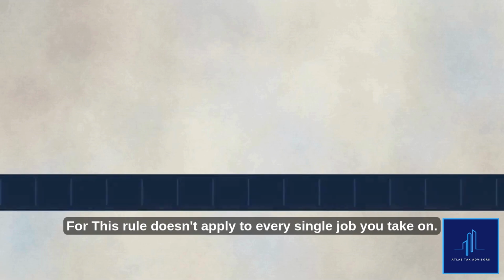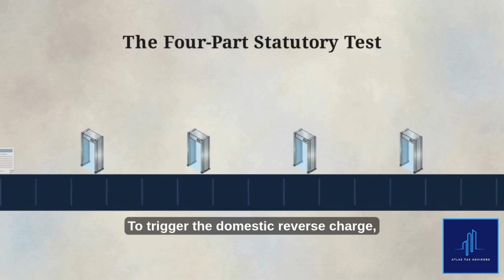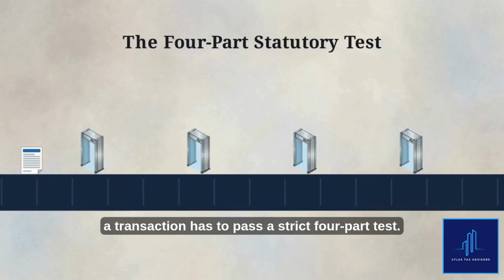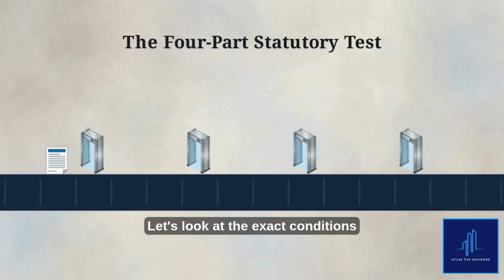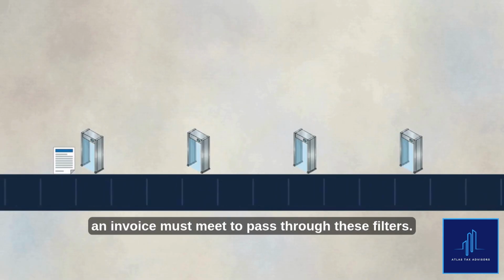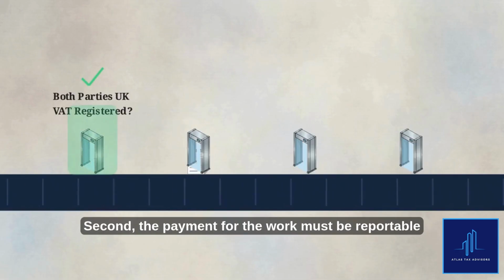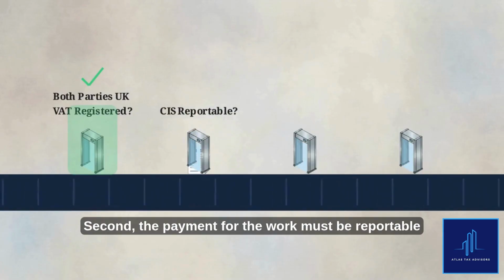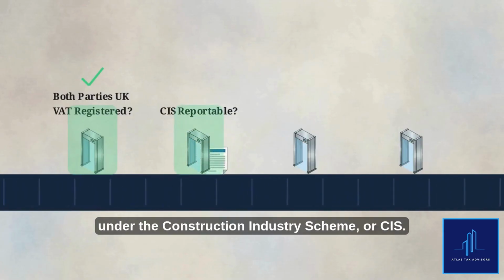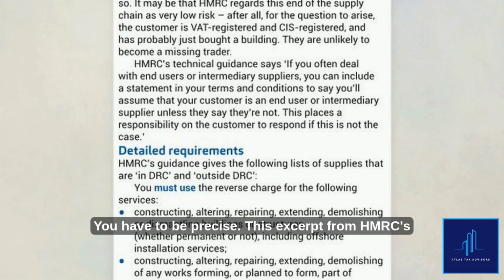This rule doesn't apply to every single job you take on. To trigger the domestic reverse charge, a transaction has to pass a strict 4-part test. Let's look at the exact conditions an invoice must meet to pass through these filters. First, both you and your customer must be registered for UK VAT. Second, the payment for the work must be reportable under the Construction Industry Scheme, or CIS. You have to be precise.